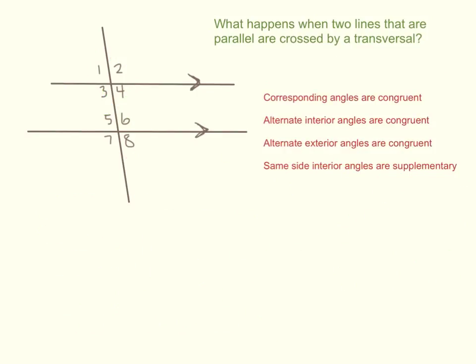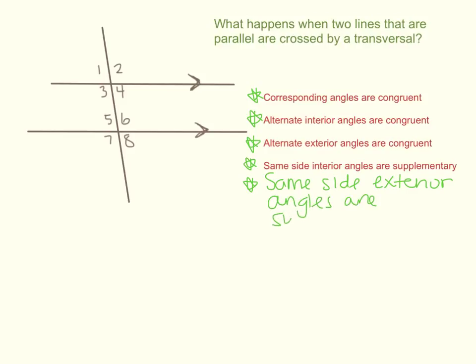So these are the important things that you need to remember, okay? Corresponding angles are congruent. Alternate interior angles are congruent. Alternate exterior angles are congruent. Same side interior angles are supplementary. This also means, one thing I left off here, is that same side exterior angles are supplementary as well.